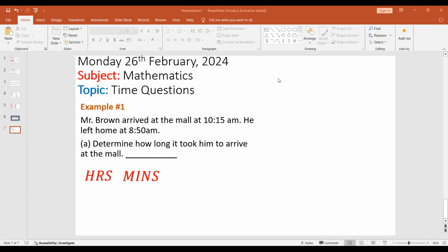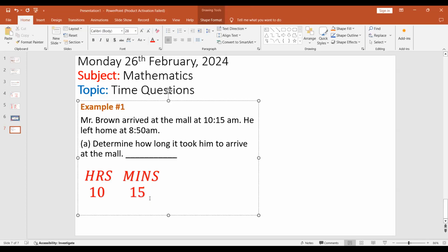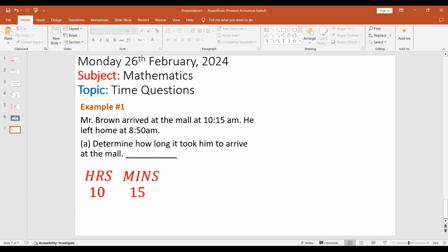Good, so that is the arrival time. We're going to put that first. You always put your arrival time first. So it's 10 on top, and at the bottom, so it's 10 hours, and then how many minutes? 15 minutes, right? Good. And then what time did he leave home?